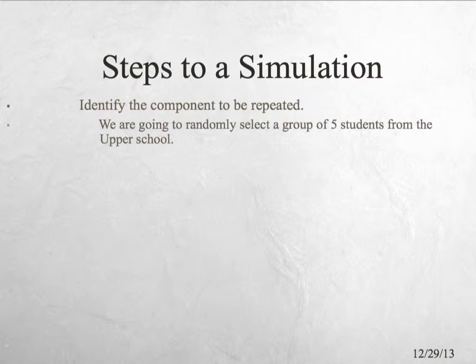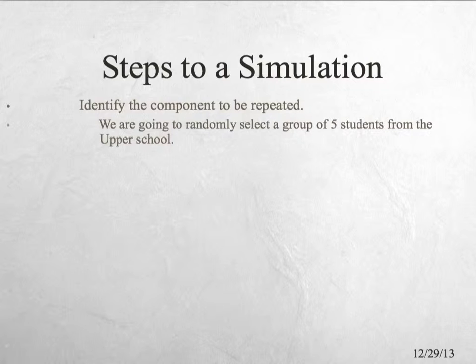The problem we're going to be looking at is the one on the handout where the upper school is 30% seniors and sophomores, and 20% are juniors and 20% are freshmen. So Miss Baker picks a group of 5 students to go to the casino for a field trip. She doesn't pick a single senior, and the seniors are irate. We're interested in what's the probability of that happening, me selecting 5 students and not picking any seniors. Okay. So the component to be repeated is we're going to randomly select 5 students from the upper school.